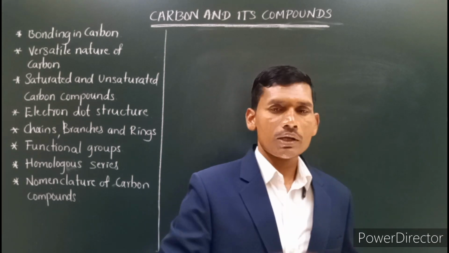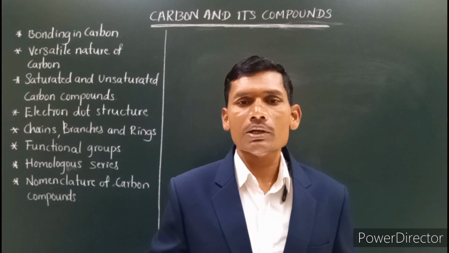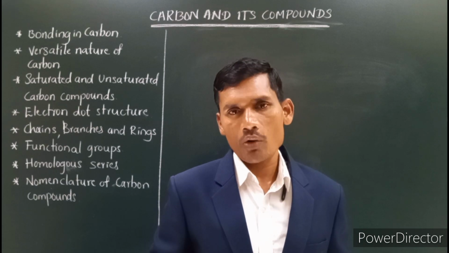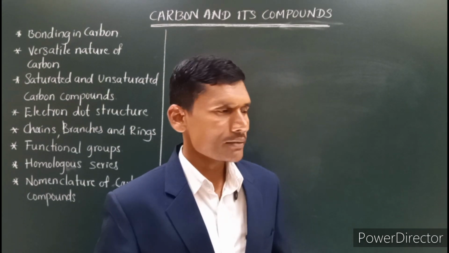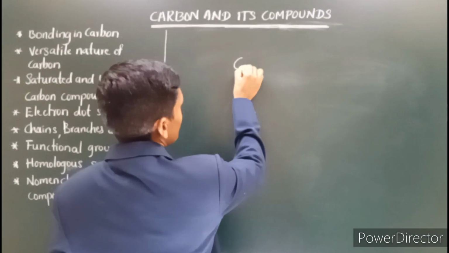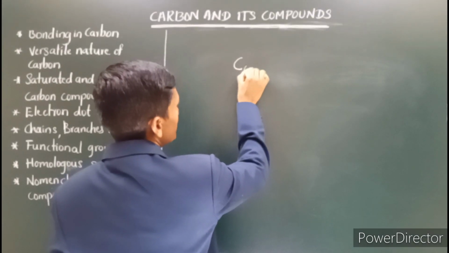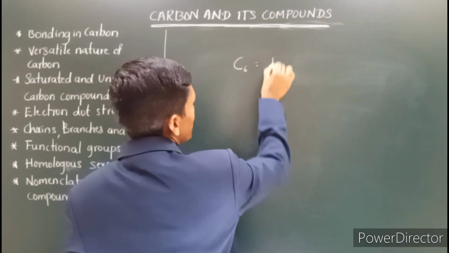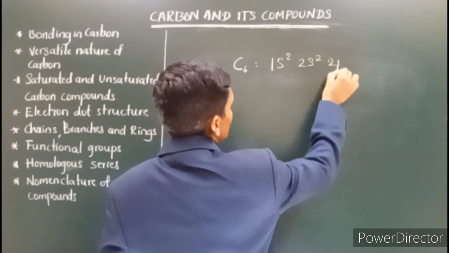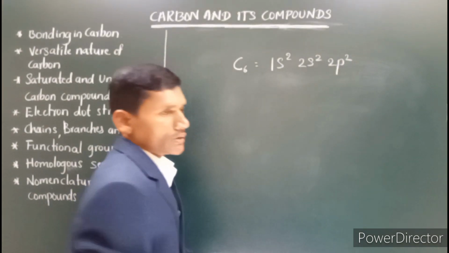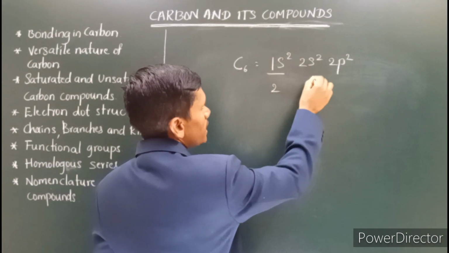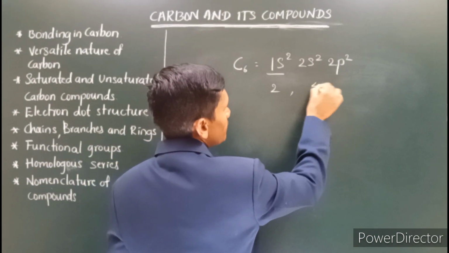Then you need to learn what is the reason for carbon compounds to make covalent bonds. Why is it forming covalent bonds? The reason is, first we need to understand the electronic configuration of carbon. Carbon has atomic number 6. If you write the electronic configuration, 1s2, 2s2, 2p2, right? Now, this is the first energy level, there are 2 electrons, and in the second energy level, there are 4 electrons.